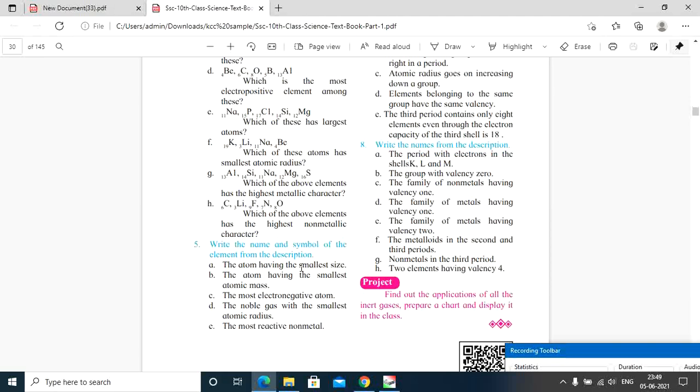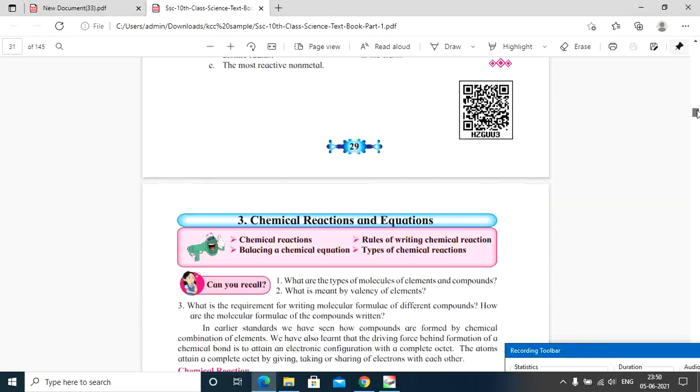Next, the most electronegative atom. The most electronegative atom is fluorine. Okay, fluorine. The noble gas with the smallest atomic radius: noble gas is helium. Definitely helium, neon, argon. With smallest atomic radius is helium. The most reactive metal. The most reactive metal is potassium. Sodium and potassium are highly reactive.